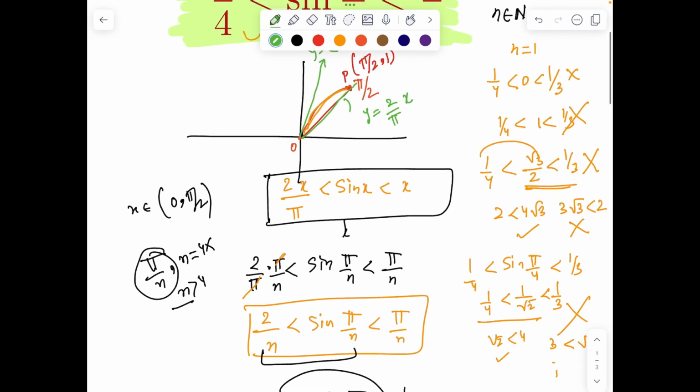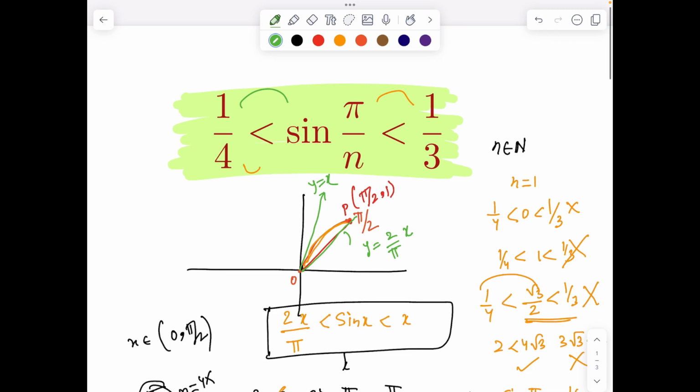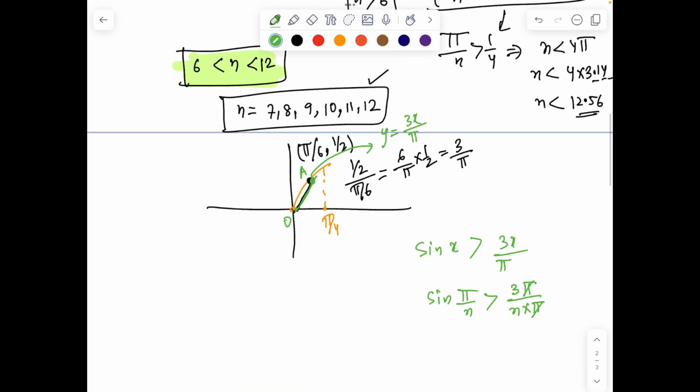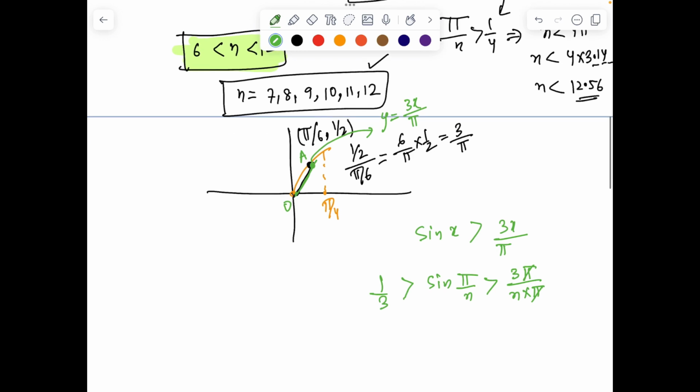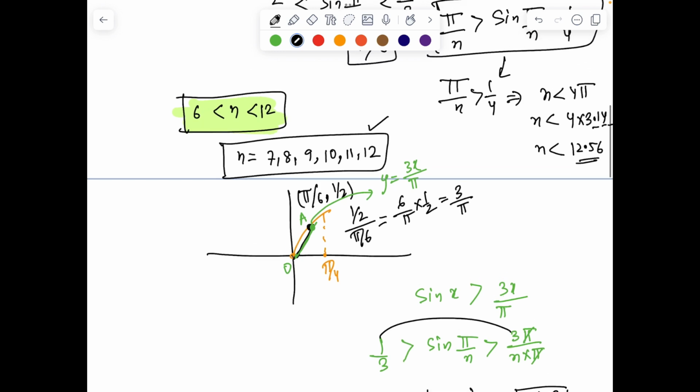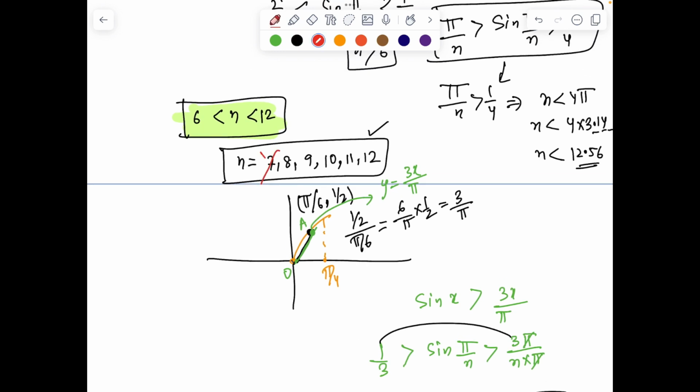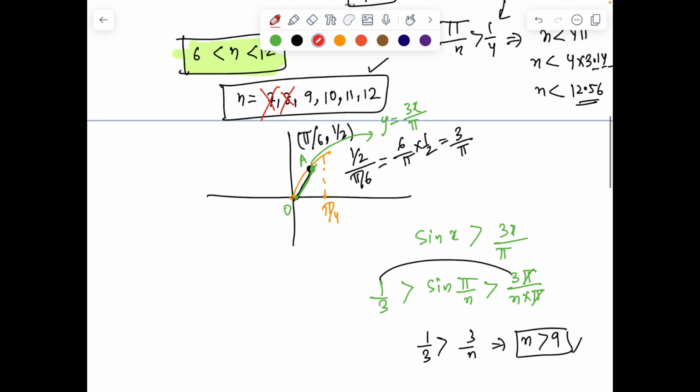And since we know sine pi by n is more than 1 by 4 and lesser than 1 by 3, so 1 by 3 is more, right? So that gives, by comparison, 1 by 3 is more than 3 by n, and that gives n should be more than 9, right? And that's the good news, because now we can at least cancel 7 and 8, so there is no hope for 7 and 8, right? So n should definitely be more than 9 as well. I hope this logic is clear.